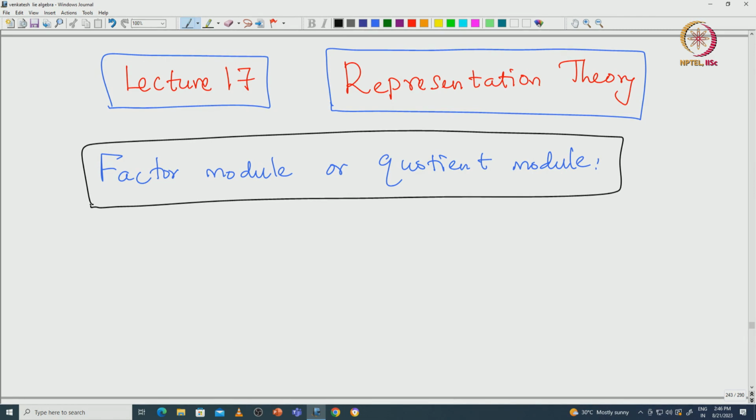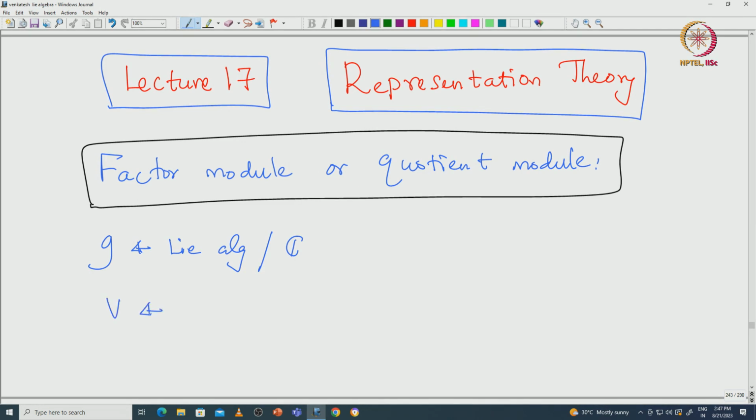So, you must have seen these concepts in other branches of algebra like group theory, ring theory, as well as if you have done some module theory. Very similar to that, here also one can define quotient modules for modules of Lie algebras. So, we start with a Lie algebra G over C, and then let us say V is a module for G.